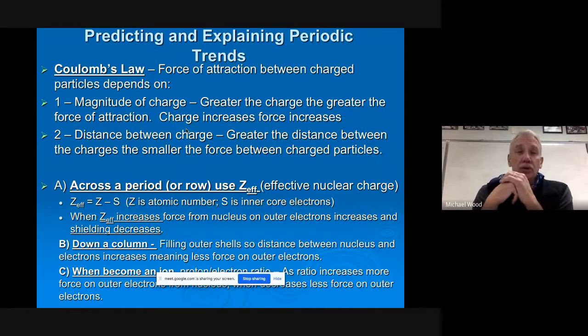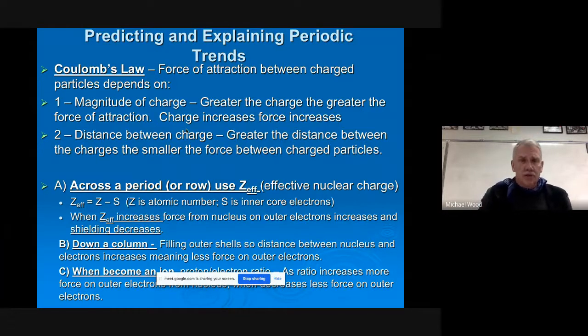And then, really more for us, the distance between the charges. The greater the distance between the charges, the smaller the force between the charged particles. What that does for us, especially down a column, is that those electrons are getting further from the nucleus, so they feel less nuclear pull, thus they're easier to remove, and they make a bigger atom.